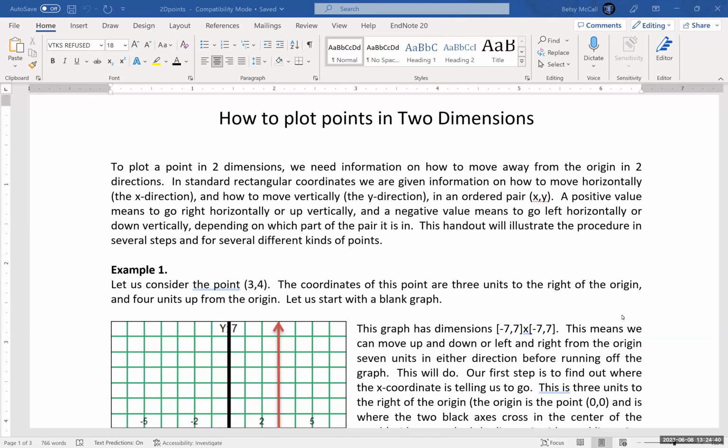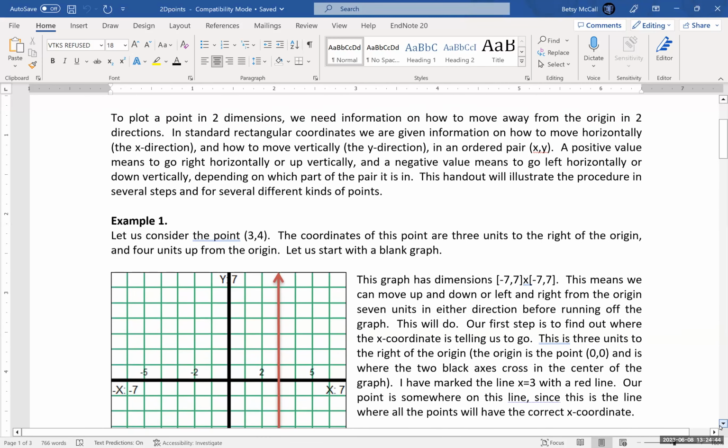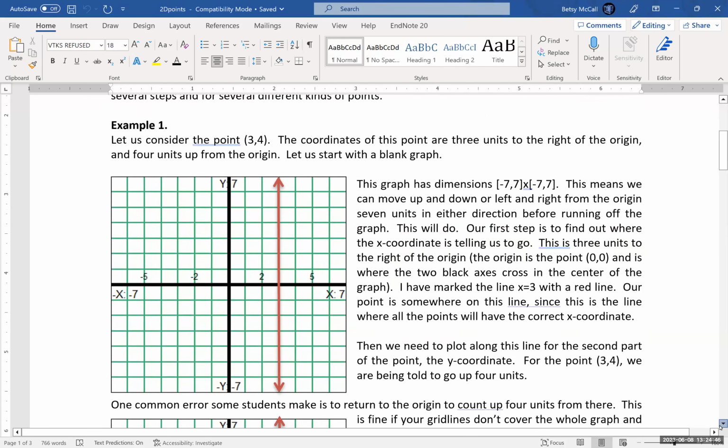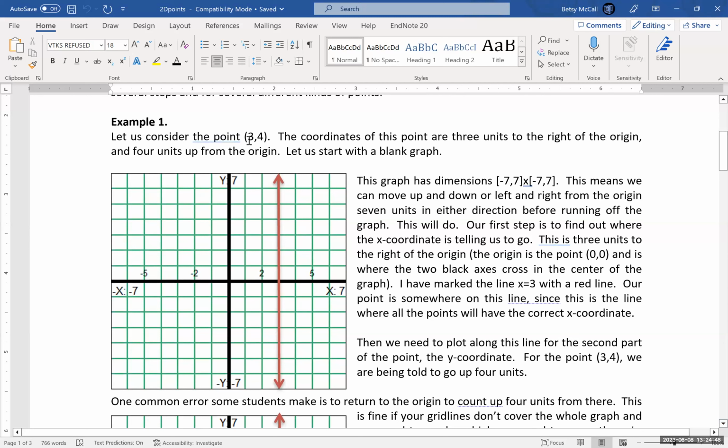Okay, so let's consider the example, the point 3, 4. So this point is telling us that we want to plot the point 3 units in the X direction and 4 units in the Y direction. So I've created a grid of values that gives us a window. Typically, these are described in terms of their ranges. So this is -7 to 7 in the X direction, and then -7 to 7 in the Y direction.